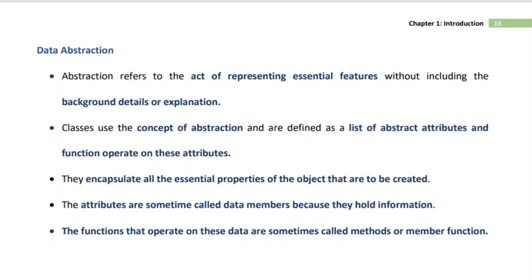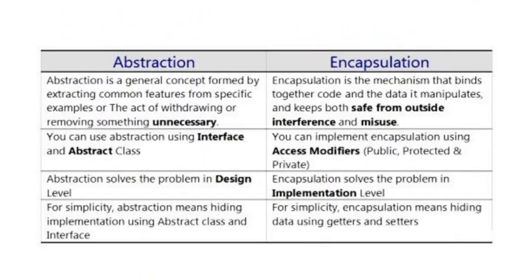Now a class uses the concept of abstraction and is defined as a list of abstract attributes and functions that operate on these attributes. Here we do not reflect how the implementation is being done, but we provide information about the values of the attributes and what the functions are. They encapsulate all the essential properties of the objects that are to be created. The attributes are sometimes called data members, whereas functions are called methods or member functions. So this is abstraction: the act of representing only the essential features by not disclosing the unnecessary features.